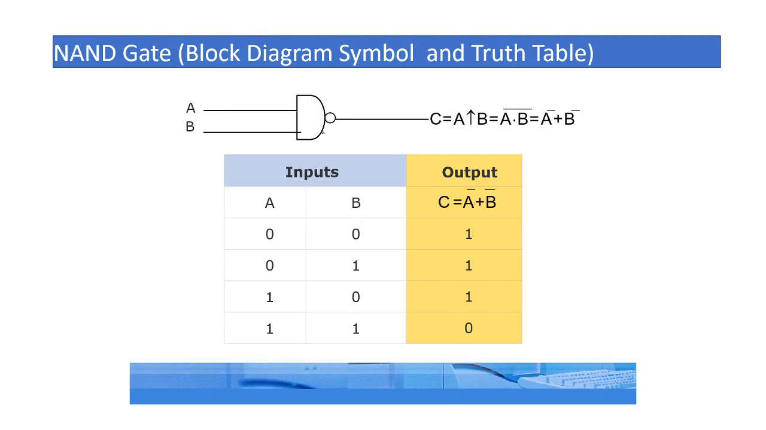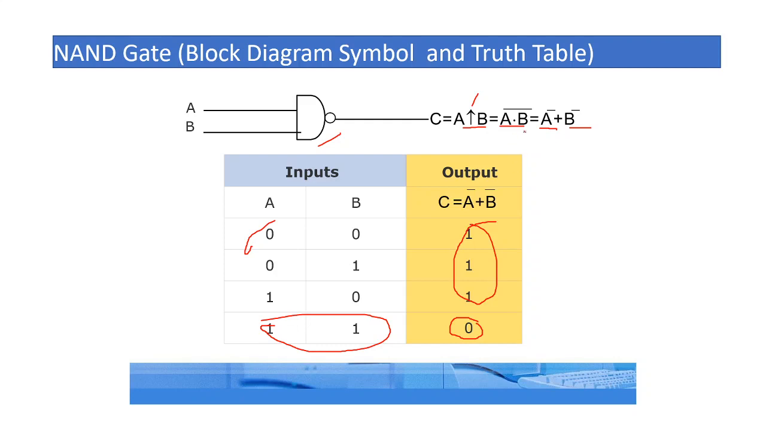So this one is the logical symbol for NAND gate, and NAND gate is always represented with the help of this up arrow in the Boolean expression. So C is equal to A up arrow B, and it is also equivalent to (A dot B) bar, and it is also equivalent to A bar plus B bar. The truth table for NAND gate is shown here. If both the inputs are 0, then the output is 1, otherwise the output is 0 only when both inputs are 1.